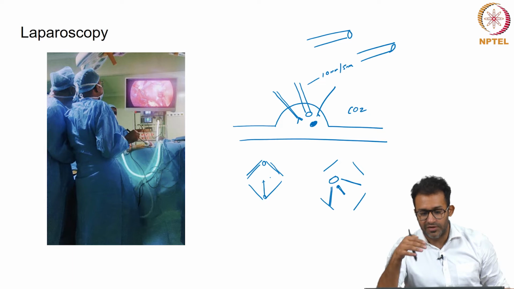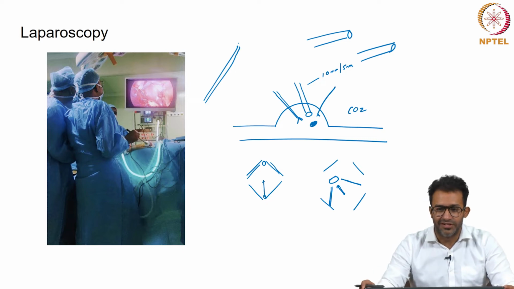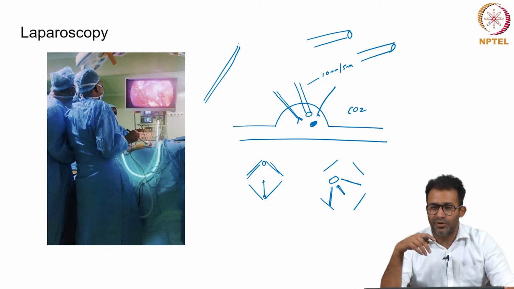In fact, what we call laparoscopy is straight stick laparoscopy. So your instruments are like this. And robotic surgery is not artificial intelligence surgery. There is no robot operating independently and trying to solve problems.